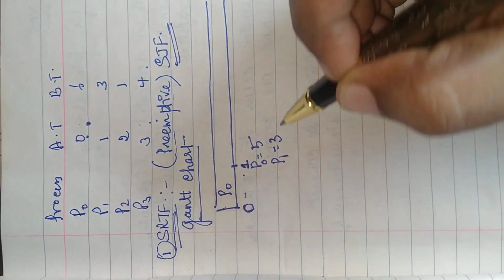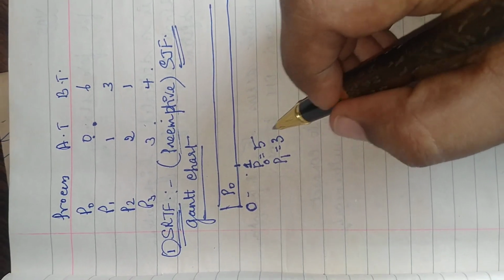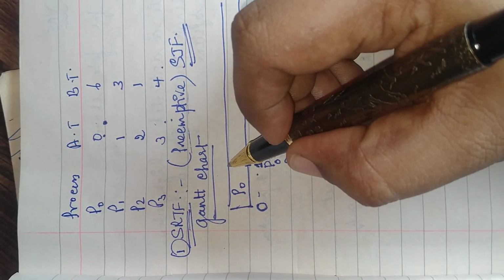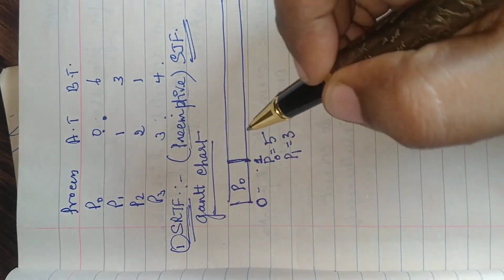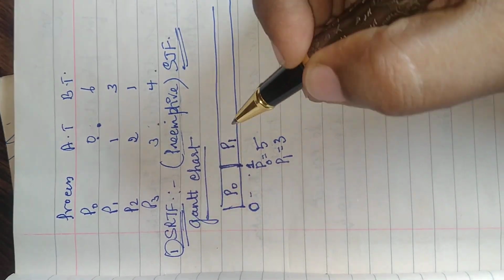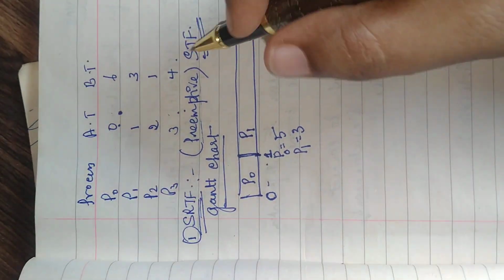P1 takes how many milliseconds to complete? 3 milliseconds. Out of these, which one is having the smallest burst time? That is P1. So what are you going to do? You are going to preempt P0, and you give the control of the CPU to the other process P1. Now P1 takes 3 milliseconds to complete.